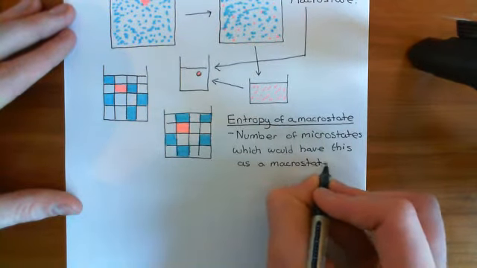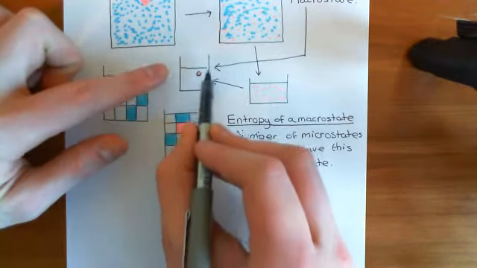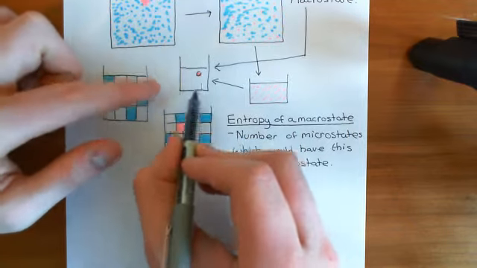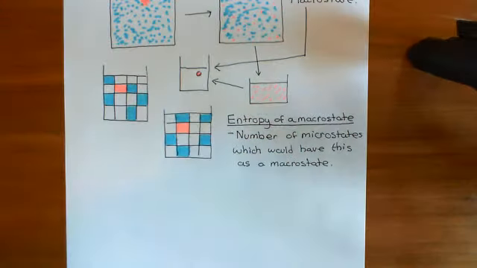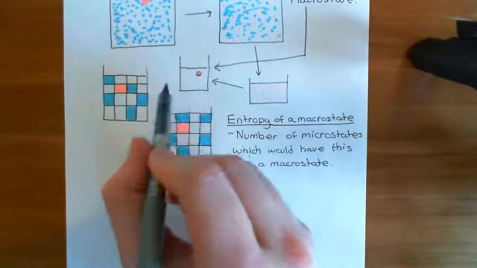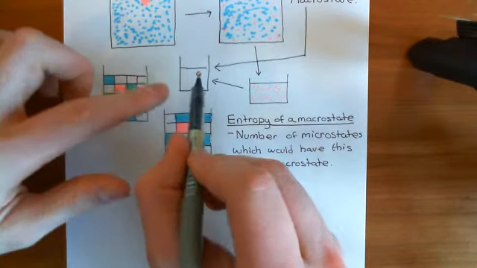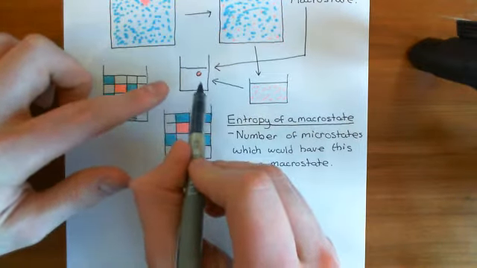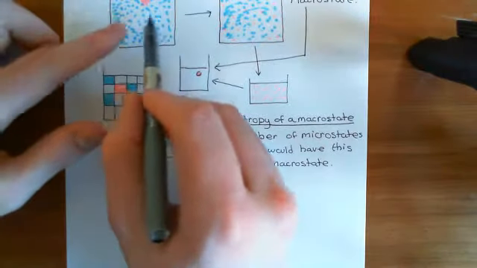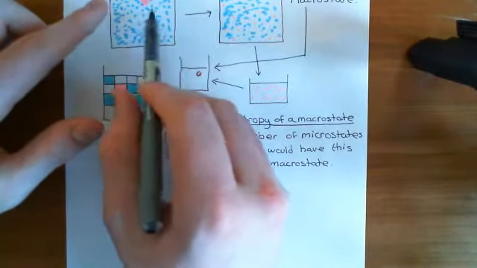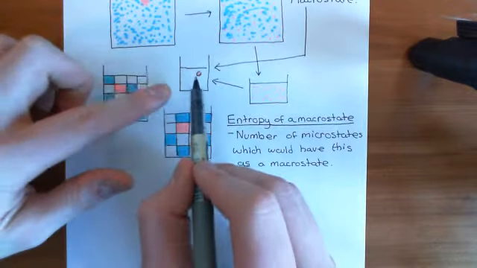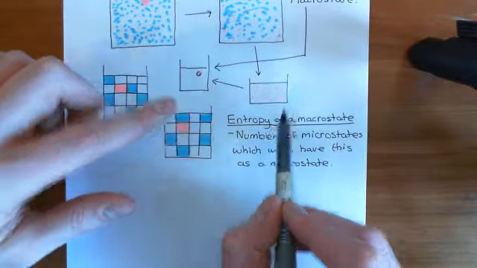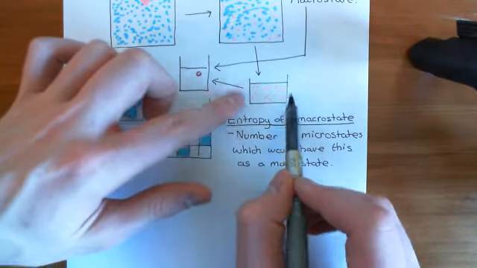So this macrostate here, where we have all of the red dye molecules clustered together in a droplet, and the water is all clear and just pure water molecules, has a certain entropy value, which is the number of microstates which would all look like this to a human. So all of the different ways that you could position every last water molecule and every last red dye molecule that would look like this to a human. That's the entropy of that macrostate. Then this also has a certain entropy.